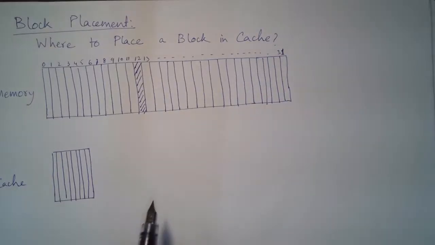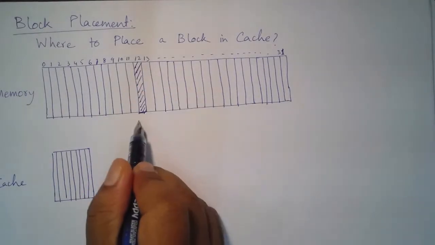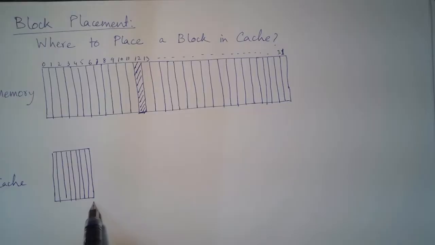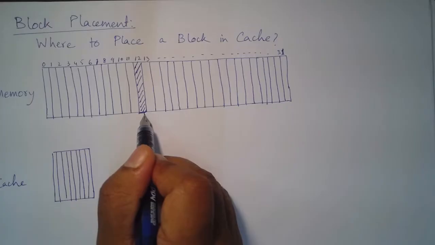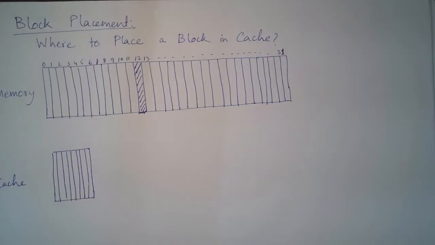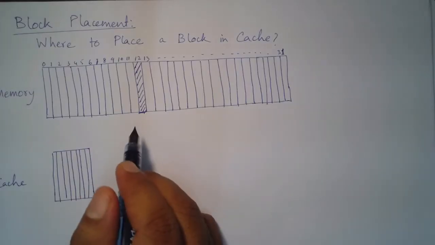So one way of doing it can be that it's very flexible. This block can be placed anywhere in the cache. So I have 8 positions where I can put this block. Now if I consider a situation where I can put block number 12 anywhere in the cache, then this is one way of doing block placement. And if I have this kind of block placement, then it is called fully associative cache.